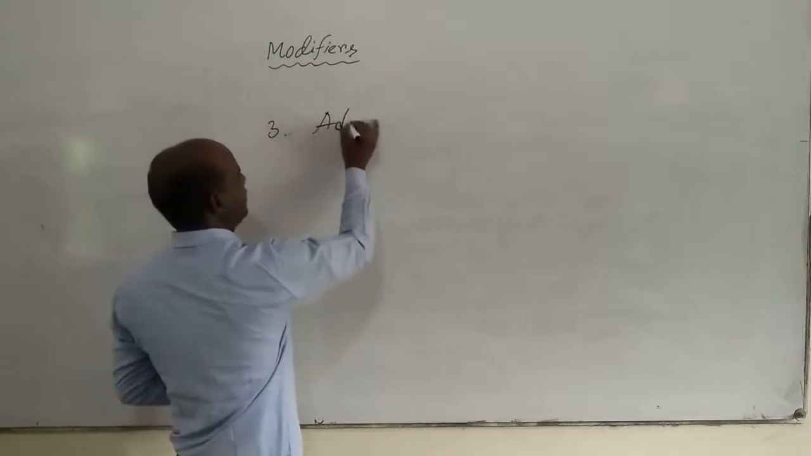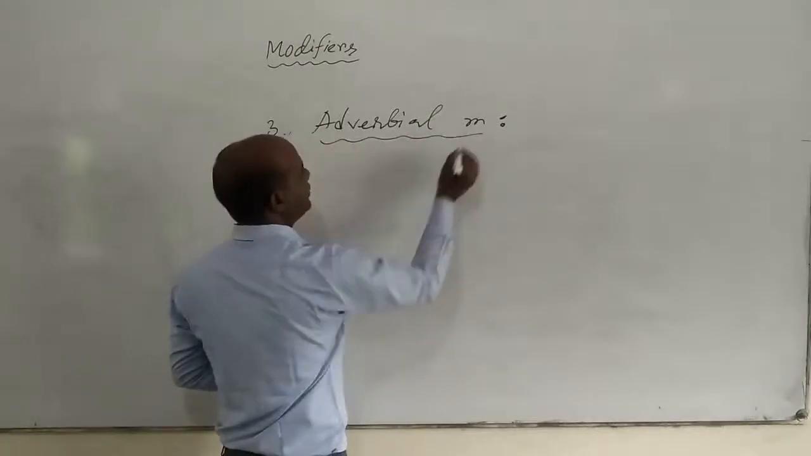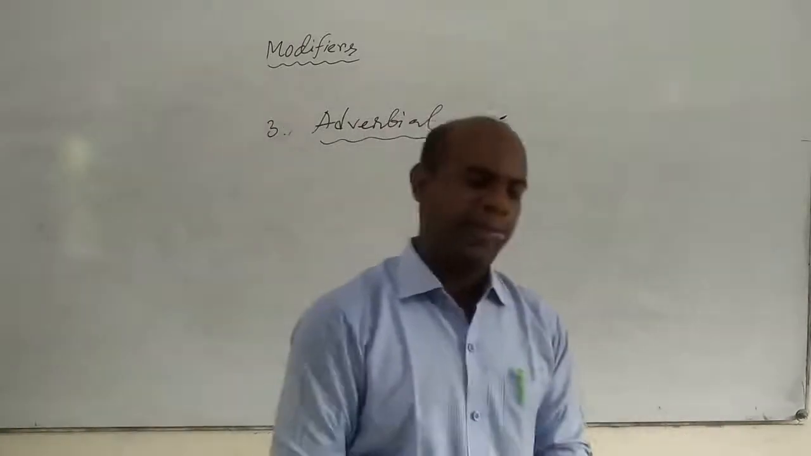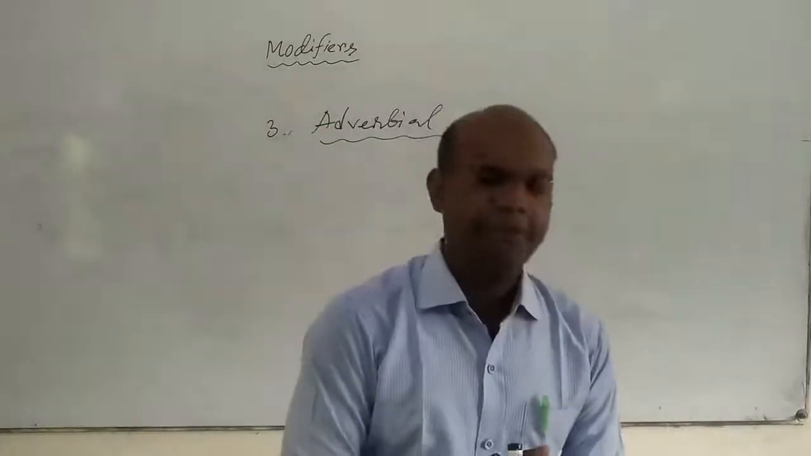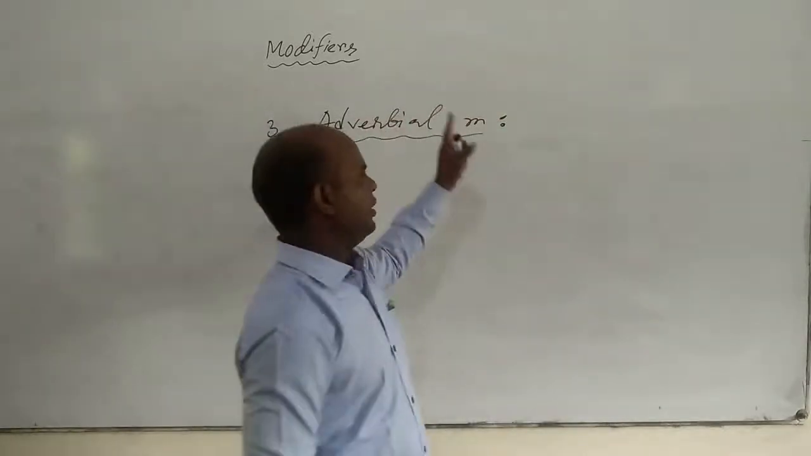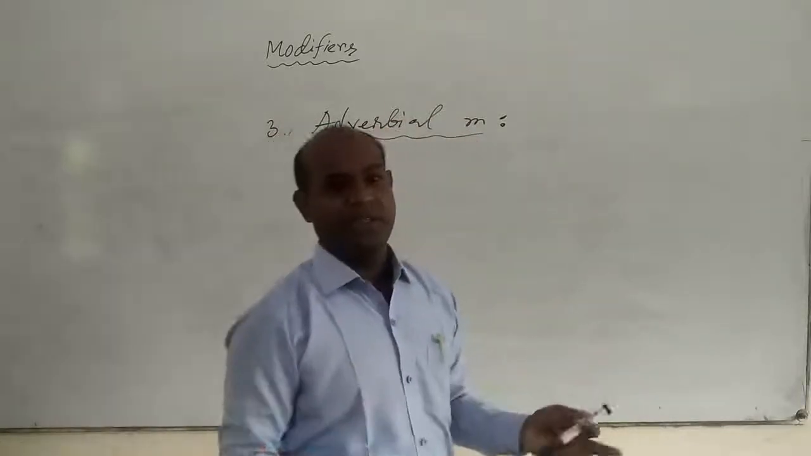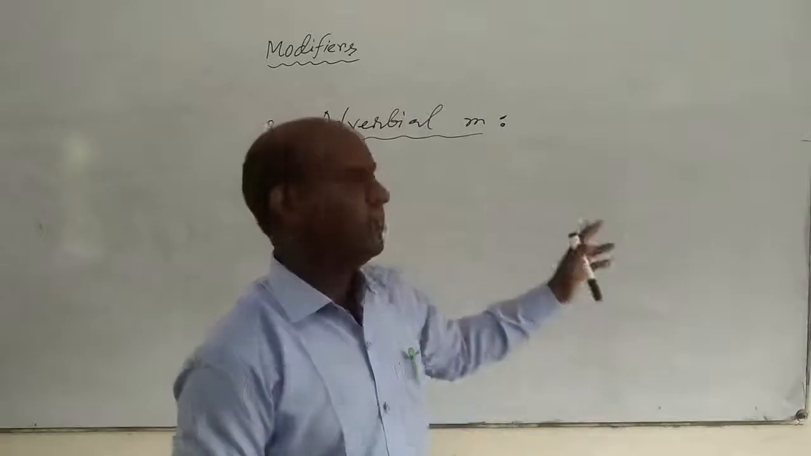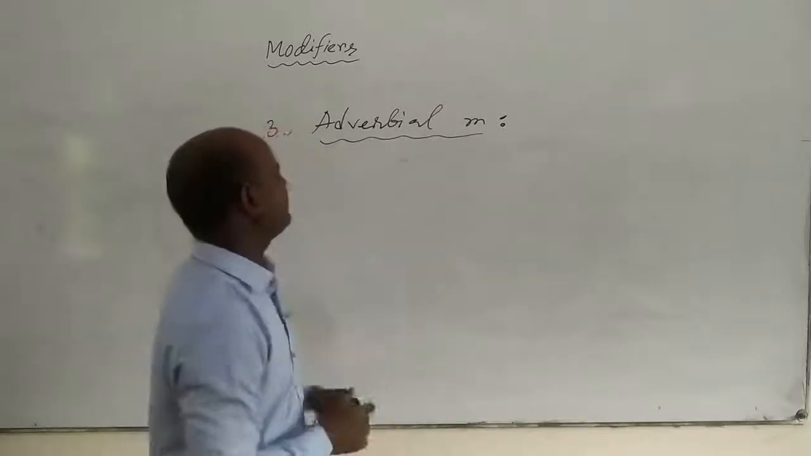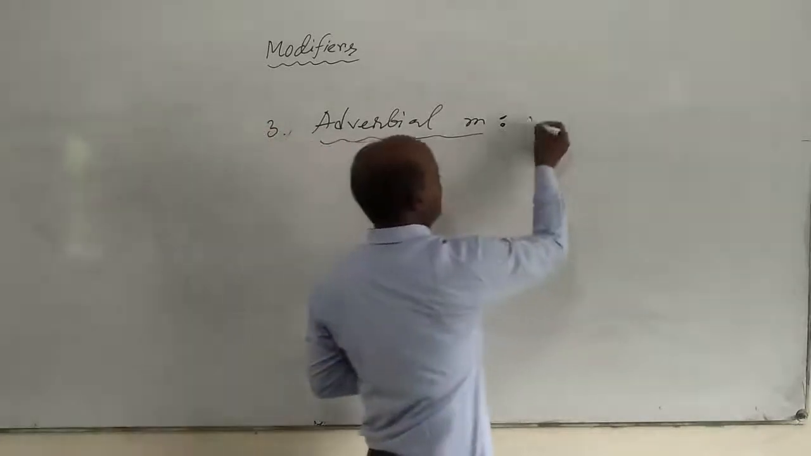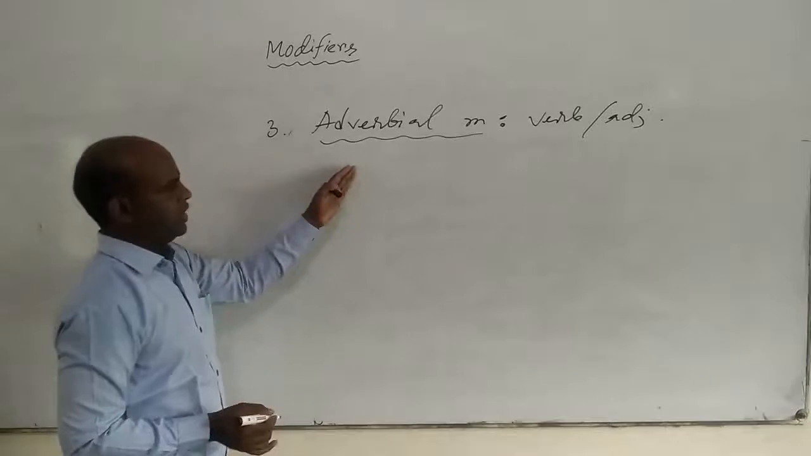Rule three, adverbial modifier. What is an adverb? You have to know at first. An adverb qualifies or modifies the verb and adjective. In number one, we learned what a noun adjective is. Number two, we have already known what an adjective is. But here, an adverb qualifies or modifies the verb and adjective.